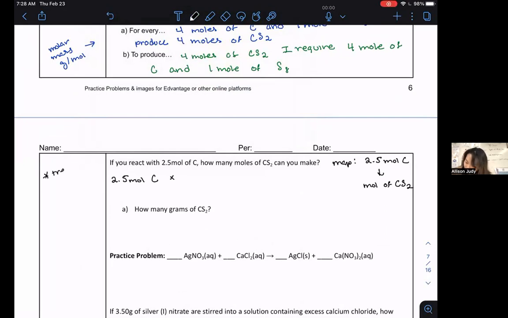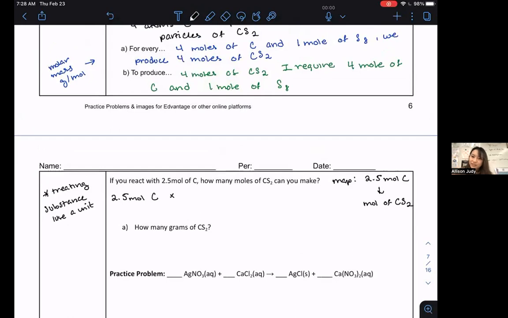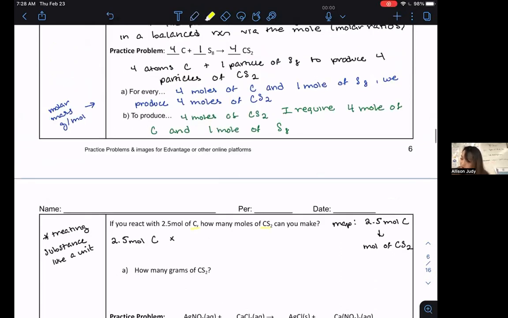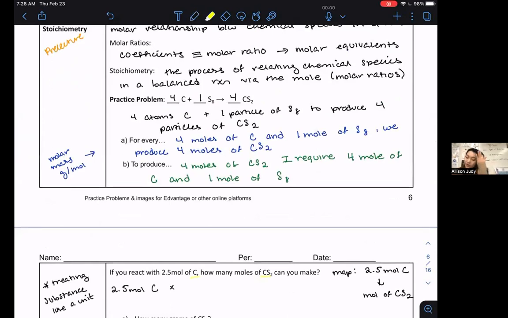We're treating the substance, the chemical species, like a unit where we can cancel it out. Okay, we're going to cancel out our old substance and replace it with a new substance. So how do I know what standard equivalent relationship exists between carbon disulfide and carbon? Well, I look above and my chemical reaction tells me, according to this particular reaction type, synthesis, I need 4 carbons to produce 4 carbon disulfides.